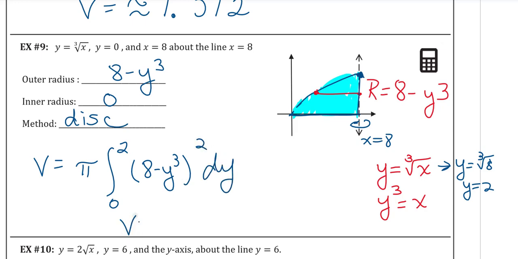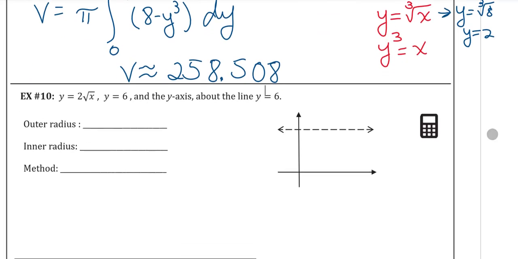And when you put that in your calculator, you're going to get 258.508. That's supposed to be a decimal point. That's pretty messy looking. Let me rewrite that again. Okay, and then the last one.